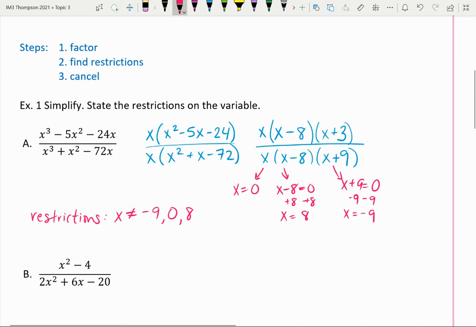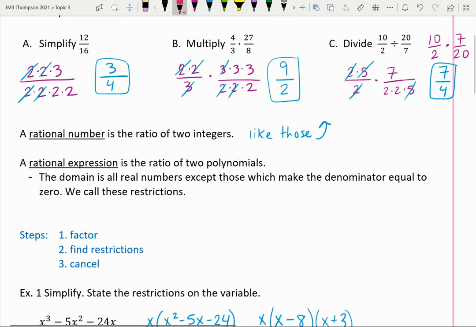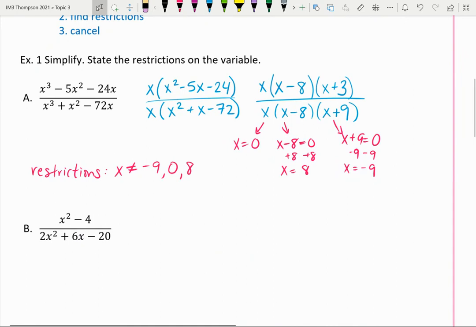Then I'm going to go back to my expression and simplify. That was my initial target, right? Simplify and state the restrictions. So I simplify, cross out whatever factors I have on top as I have on bottom. Same thing I was doing up here, right? The x's will cancel, and the x minus 8s will cancel. In my answer, I'll be left with x plus 3 divided by x plus 9.